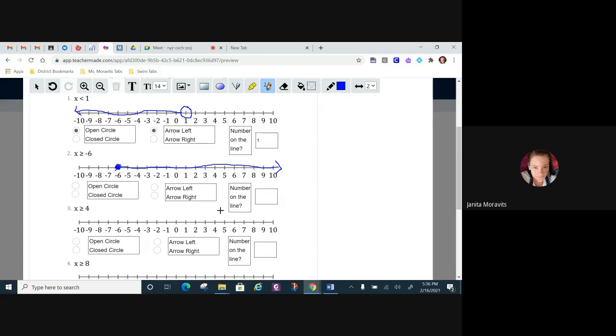All right. Now, since it was greater than or equal to, that means it has a closed circle. It's greater than, so the arrow moves to the right, and the number that we started with is a -6, just like that.